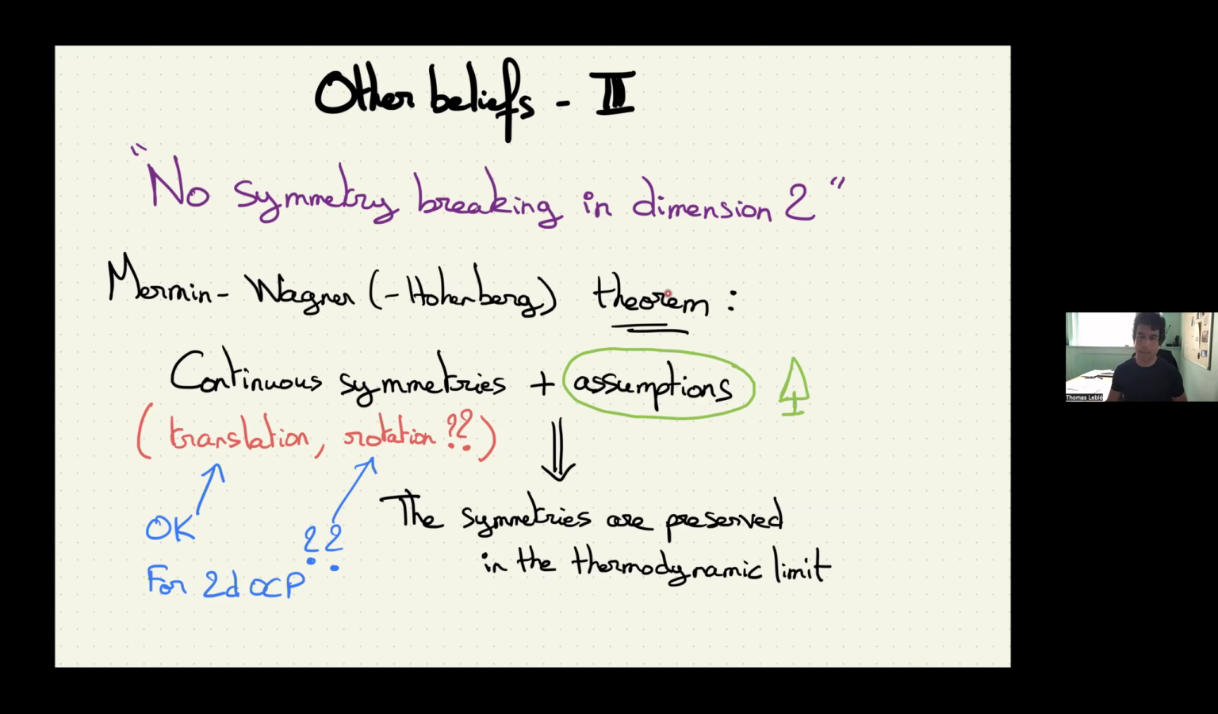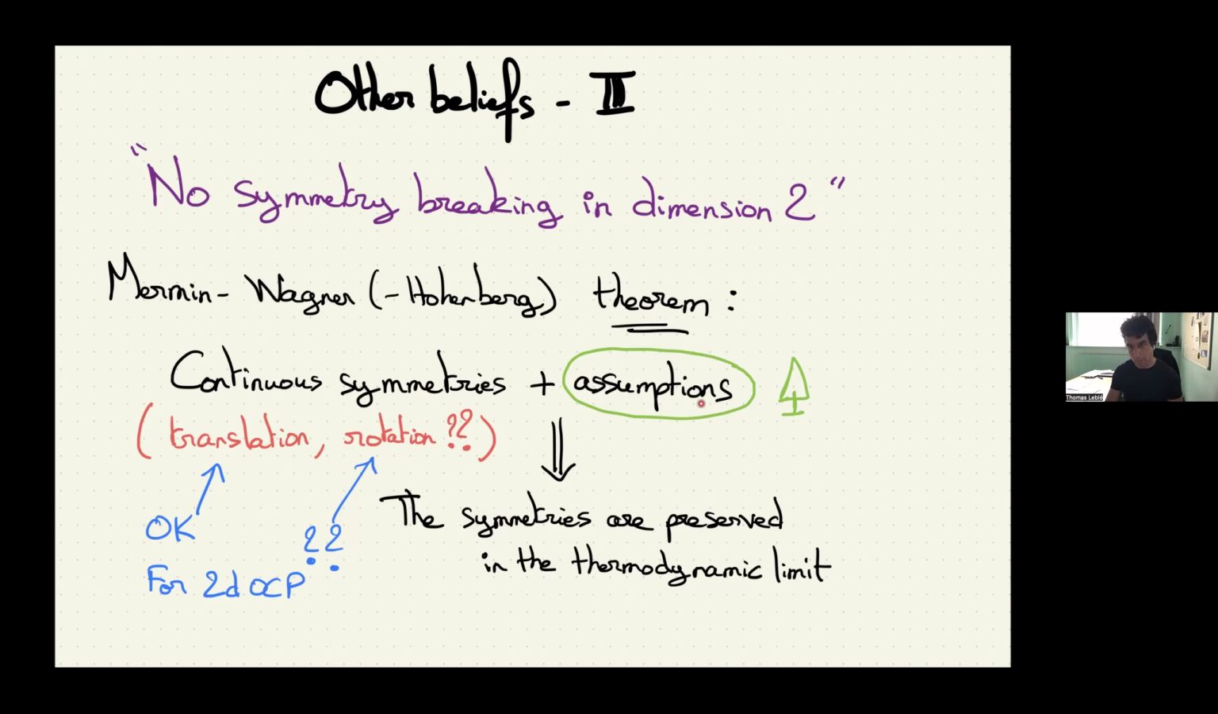Hohenberg. And let me emphasize the second thing, that it's a theorem, so you have assumptions. And if the assumptions are not satisfied, you might not have the conclusion. So what is the theorem? It is that if in your system you have continuous symmetries, for example, translations or rotations, and you have certain assumptions on the interaction, then the symmetries will be preserved when you pass to the n equals plus infinity limit.